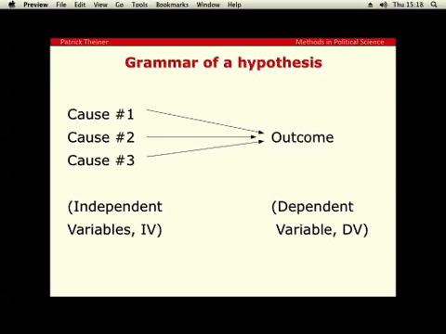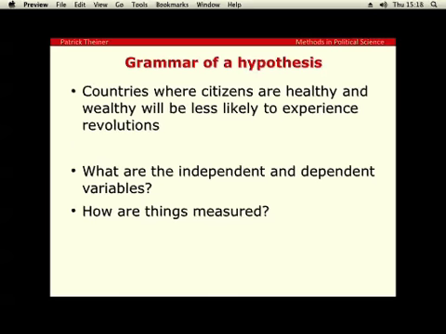That's the dependent variable. Okay? So there's always causes and outcomes, and we try to find out the relationship between those two when we do this. So let's think about this in terms of our example again. Let's make this a little more concrete, and let's say, for example, that countries where citizens are both healthy and wealthy are less likely to experience revolutions.